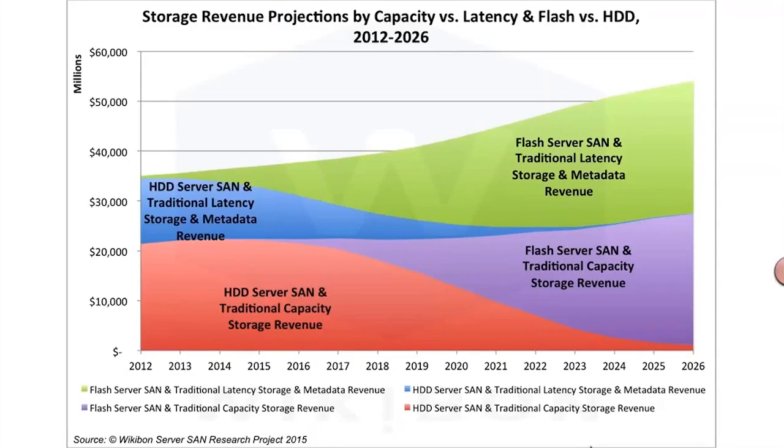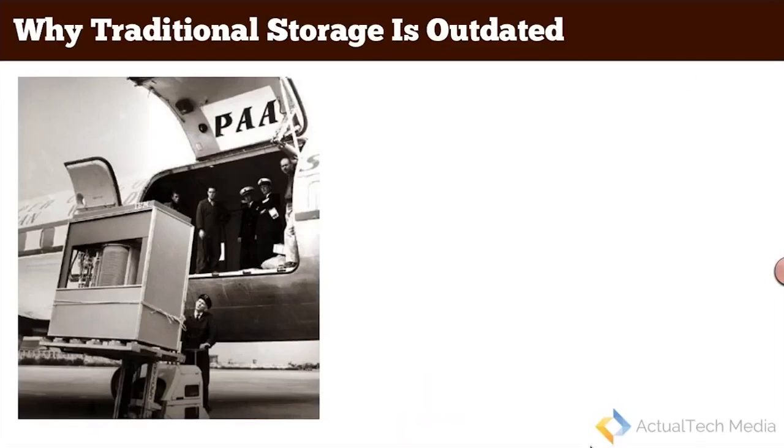Thanks to our friends over at Wikibon Research. They published this where they predict storage revenue by capacity versus latency, flash, and hard drive storage solutions from 2012 to 2026. And as you can see, their predictions are that traditional storage, SAN capacity, the number of enterprises purchasing that and the dollar amount spent over time is just going to go down and down and down, and new technologies such as flash storage and software-defined storage solutions are going to increase in revenue over time. So it's not just Andreessen Horowitz that's predicting this. It's research firms, and I think everyone out there knows it as well.